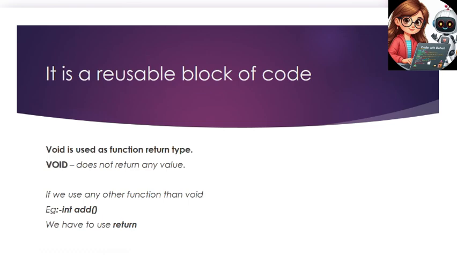Okay. And if in our code we are not using void as the return type, then other than void, that would be int, then we have to write a return statement at the end of the code. Okay. And void is basically a return type which will not return any value, it is empty. Okay, so for better understanding, let's take an example.